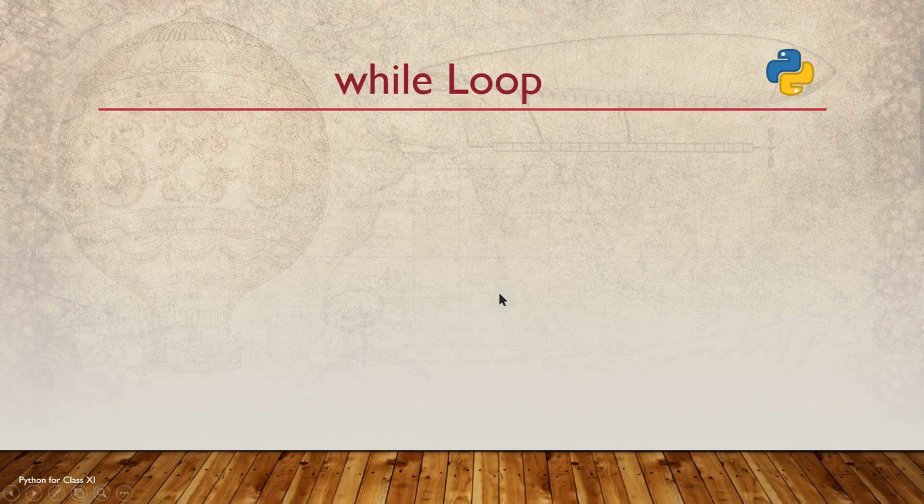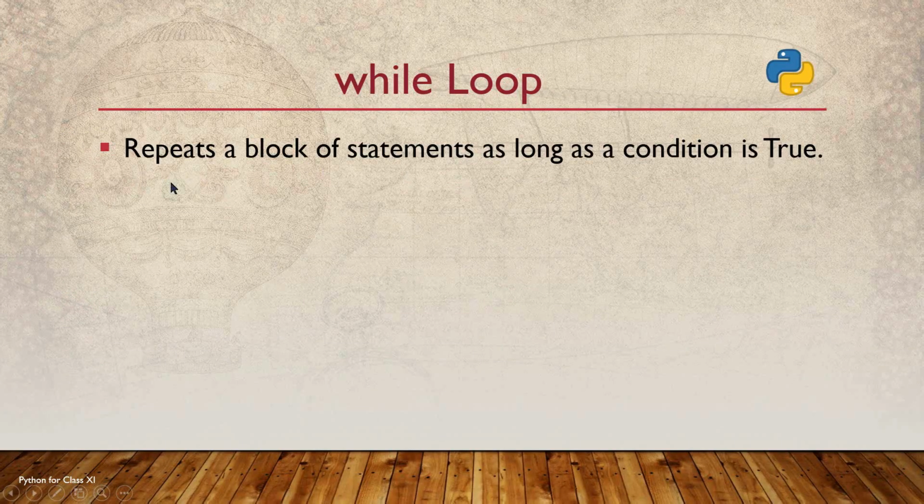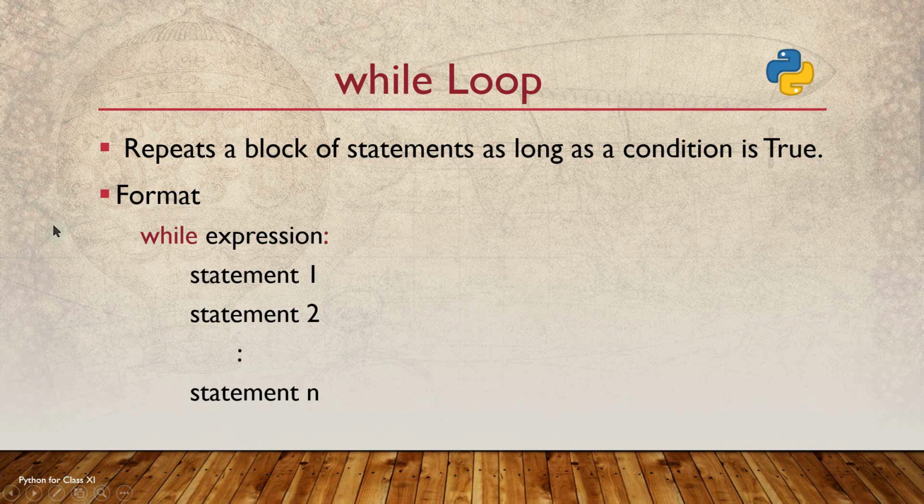So the next loop is the while loop. While loop is used to execute a block of statements repeatedly as long as a particular condition is true. If we observe the format of the while loop, it starts with a keyword while, and then an expression would be there. After that a colon would be there. This expression is a Boolean expression which will evaluate to true or false. After that we can find a block of statements with the same level of indentation. We can call this block of statements the body of this while loop.